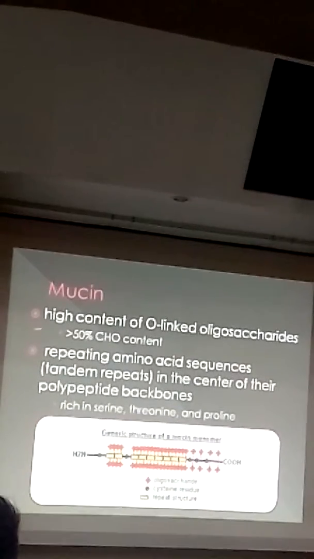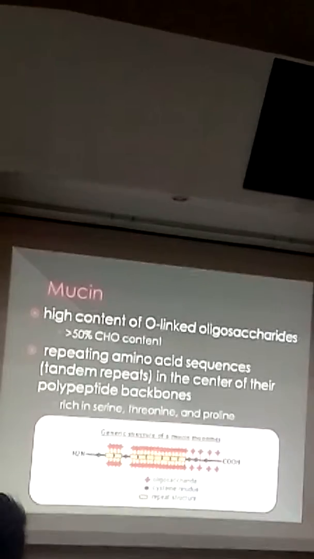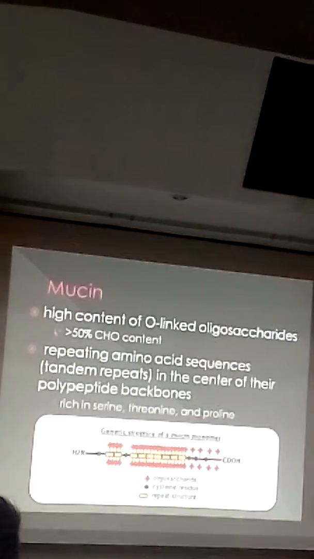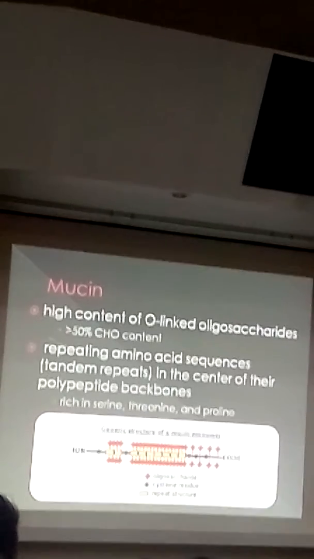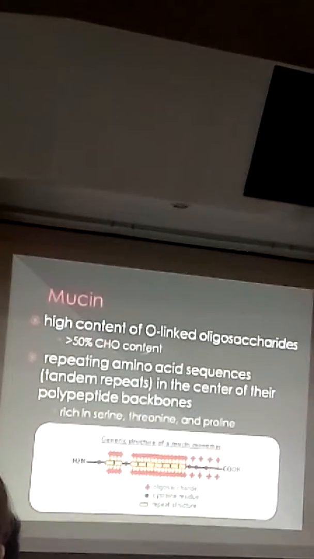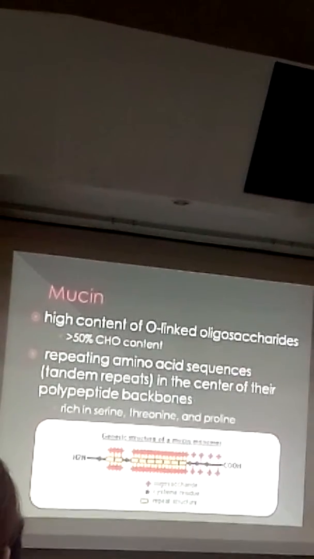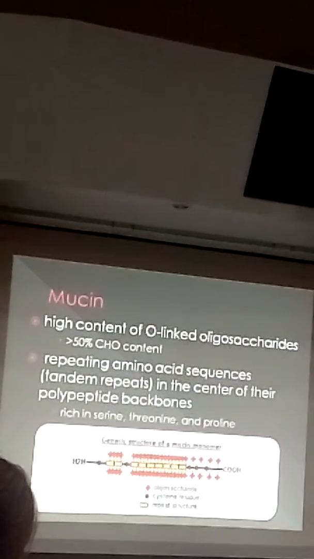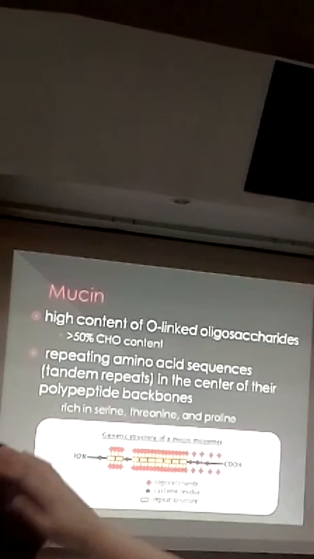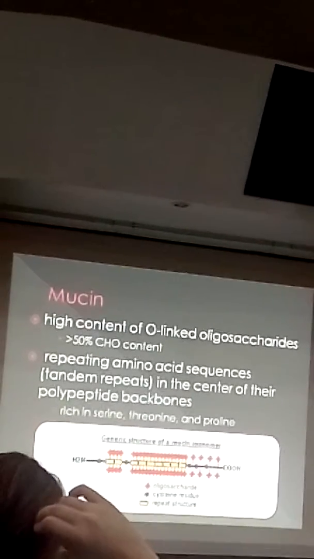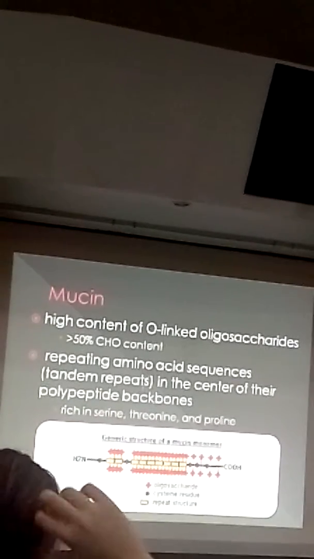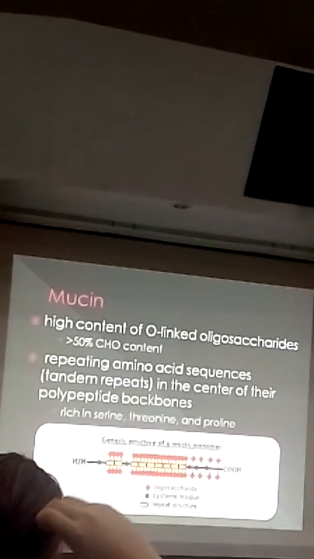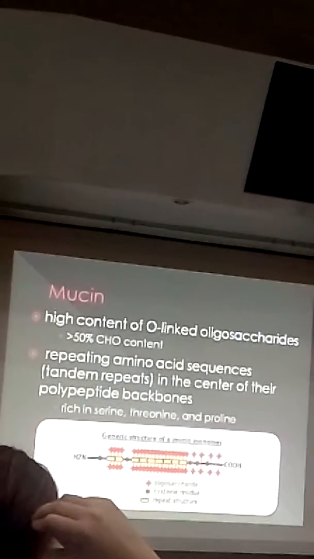Mucin. What's characteristic about mucin? It's a highly O-linked oligosaccharide. So more than 50% of the mucin is carbohydrate or sugar. And they have repeating amino acid sequences, tandem repeats, like you will see here in these yellow boxes, in the center of their polypeptide backbone. So these yellow boxes are rich in serine, threonine, and proline. This is the carboxy end, this is the amino end of your polypeptide.